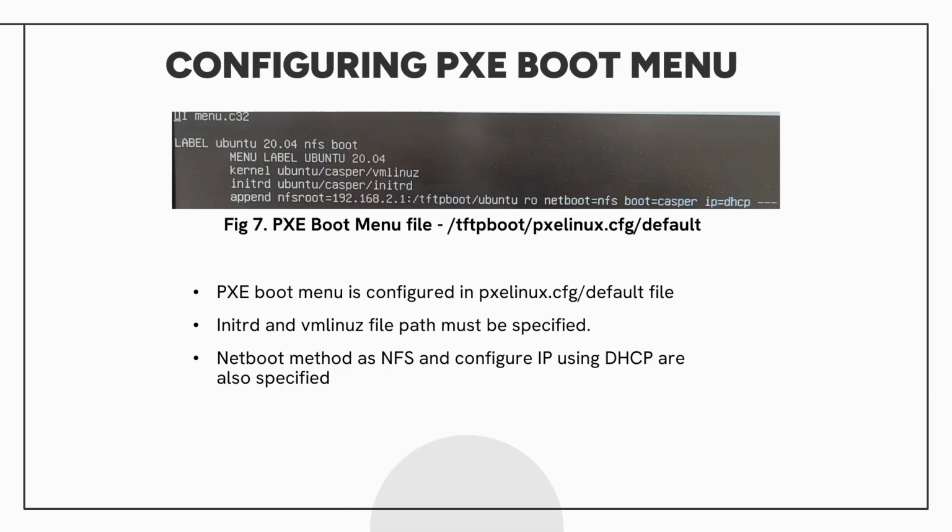Being displayed right now is a PXE boot menu configuration file. We have specified just one boot option, which is Ubuntu 20.04 NFS boot. Along with that, the kernel file path and initrd file path relative to the TFTP server's root directory and the NFS root path located on the server are specified. We have also configured to obtain IP via DHCP and netboot using NFS.